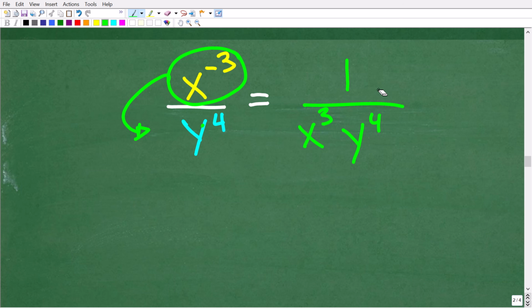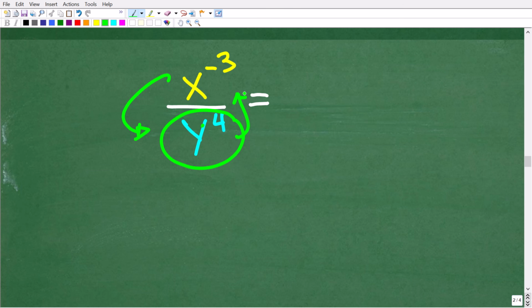But there's another way I can write this expression. Matter of fact, there's multiple different ways. I can take this y to the 4th and put it up in the numerator. So this is also equal to x to the negative 3 times y to the negative 4th power. Again, it's really up to me on how I want to write these powers and exponents. So again, just remember, anytime you want to change the sign of the exponent, just take the entire power and put it to the opposite side of the fraction bar.